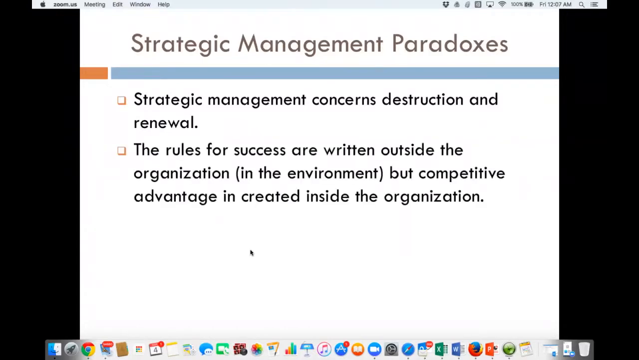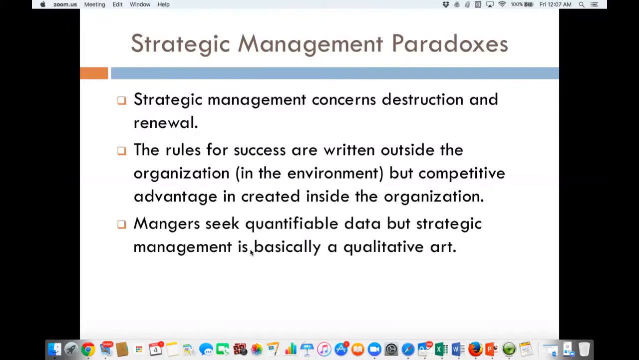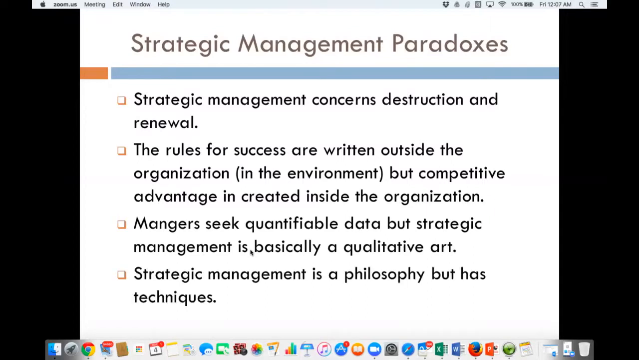The rules of success are written outside the organization, but competitive advantage is created inside of the organization. Managers seek quantifiable data, but strategic management is basically a qualitative art. Strategic management is a philosophy, but has techniques.